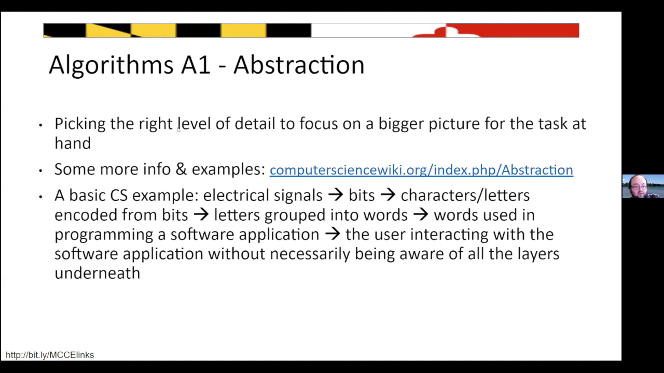And again, most of you are aware of abstraction, but what that is, some people say removing detail. Yes, there's some removing detail, but I like to think of it as picking the right level of detail to focus on. Sometimes you need to dive into the very details to understand something and get it working. But other times you're happy to work up here on a higher level. And so picking that right level of detail to focus on the bigger picture for the task at hand is really what abstraction is all about and why it's useful in computer science.